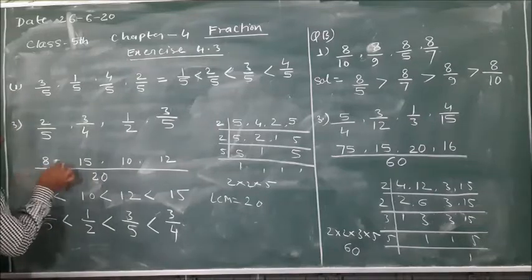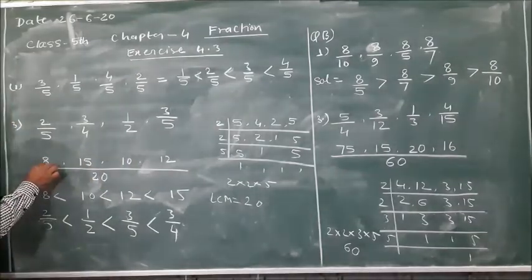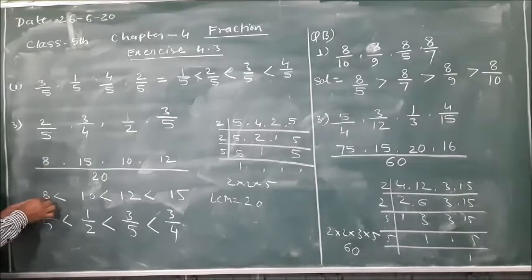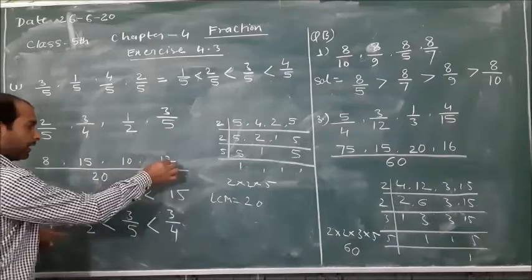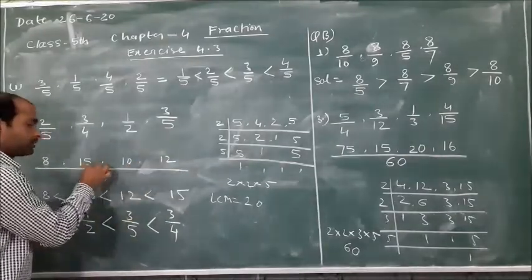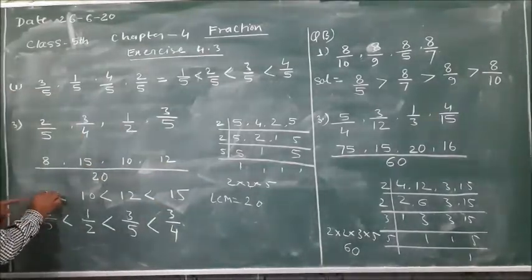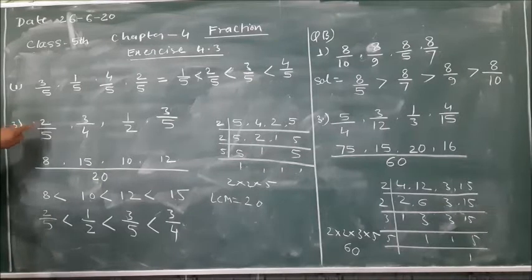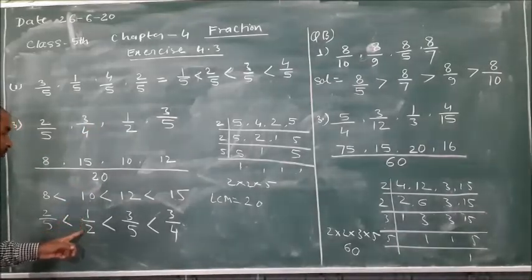Now first you choose which number is smaller. 8. So first we write here 8. After 8, 10, we write here 10. After 10, 12, we write here 12. After 12, 15, we write here 15. How did 8 come? From 2 upon 5. So 2 upon 5 is smaller. 10 is 1 upon 2. So 1 upon 2.